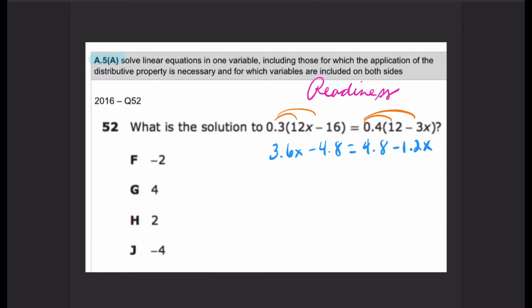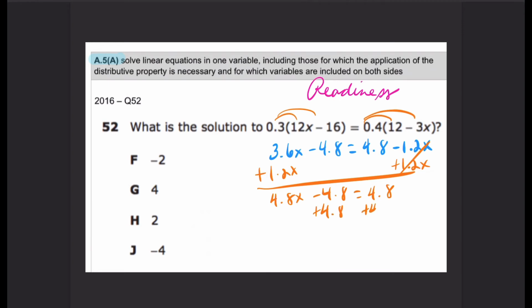You are solving for x, so we have to get the x's on one side. Well, first, notice that there are no like terms on the left, no like terms on the right, so let's move the x's. I like moving my smallest one, so opposite of negative 1.2 is positive 1.2x. So this leaves me with 4.8x minus 4.8 is equal to 4.8. If I add 4.8 to both sides, that leaves me with 4.8x is equal to 9.6.